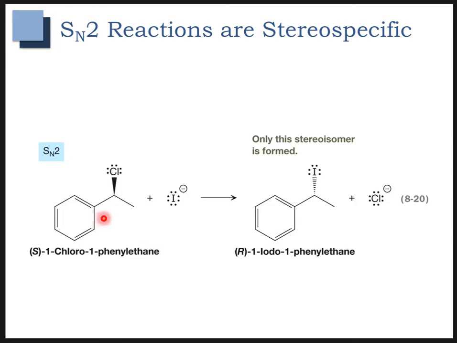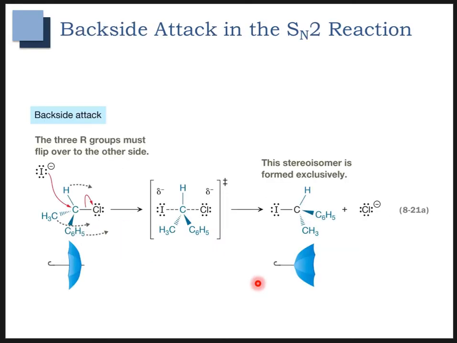In this case, the leaving group is on the front, so the nucleophile is going to come in from the back, and the reverse is actually true. If we were to draw the leaving group in the back, then the nucleophile would come in from the front. You can see here a picture of what's happening. Here's a picture showing the backside attack of the nucleophile.